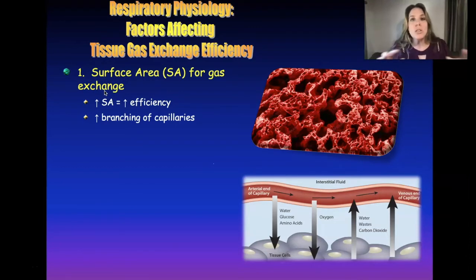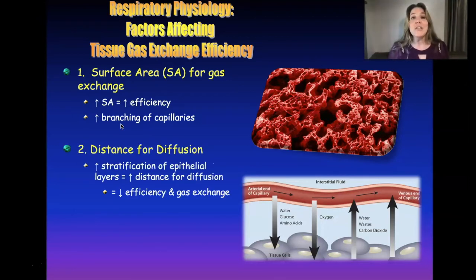We want as much surface available as possible to allow for oxygen and carbon dioxide to penetrate the tissues of the body. So the greater the surface area of the capillaries, the greater the efficiency of gas exchange in the tissues will be. And this is accomplished with the branching of the systemic capillaries. They branch and branch and branch all over the place, thereby increasing the surface area for gas exchange with the tissues.